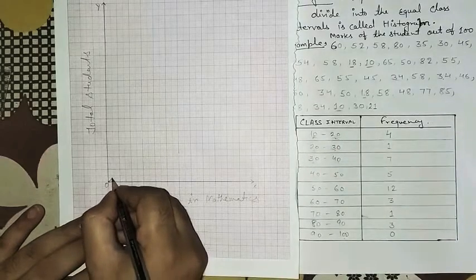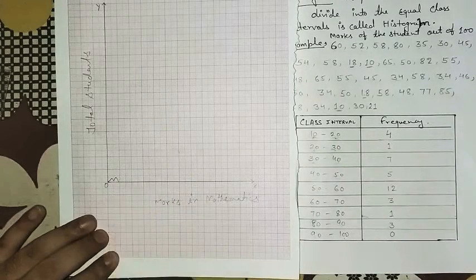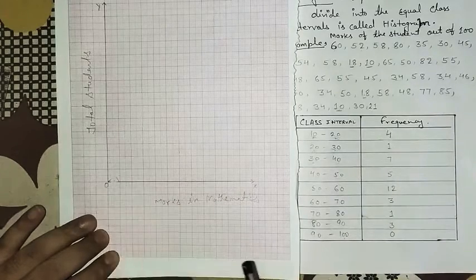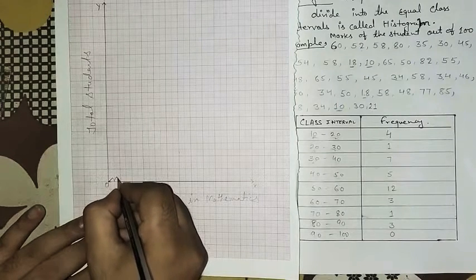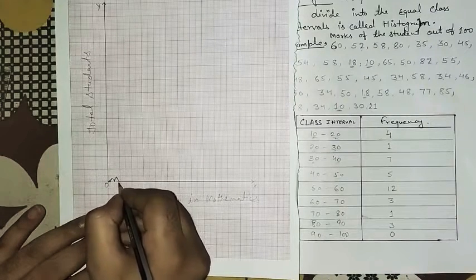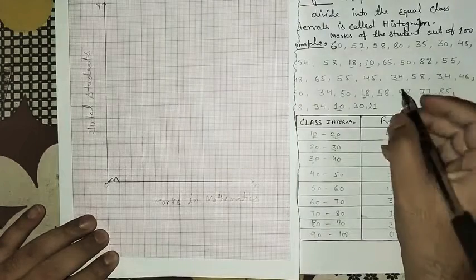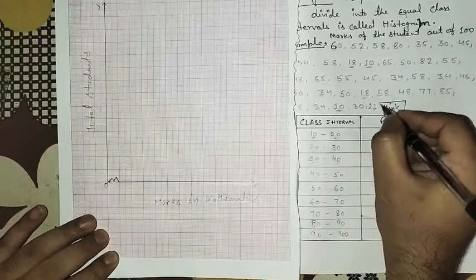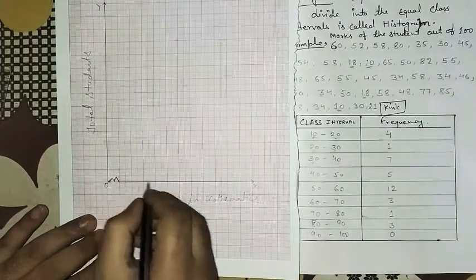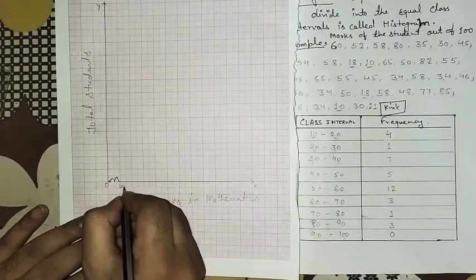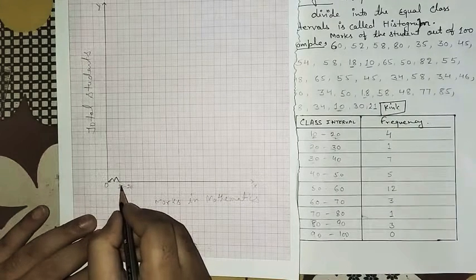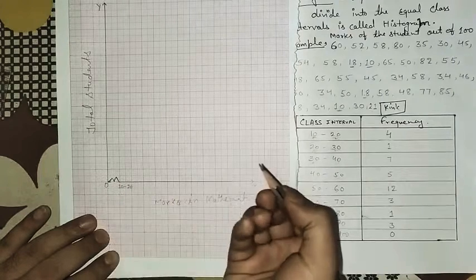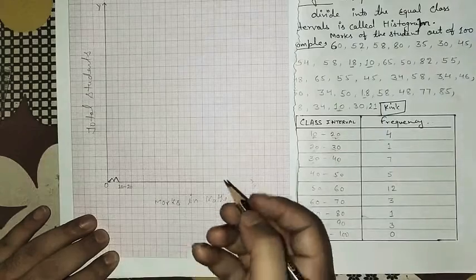So first thing in a histogram, if data is not started from 0, we will make one symbol, and this symbol is called the kink. What is the name? Kink. If data is not started from 0, we use this symbol. Suppose the data is started from 300, so we will make one kink symbol here. Then we will write 300 to 400, 400 to 500, 500 to 600, like that.